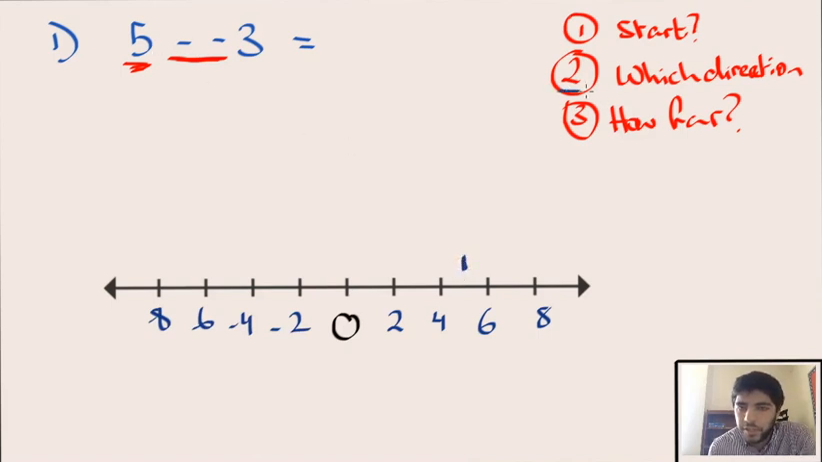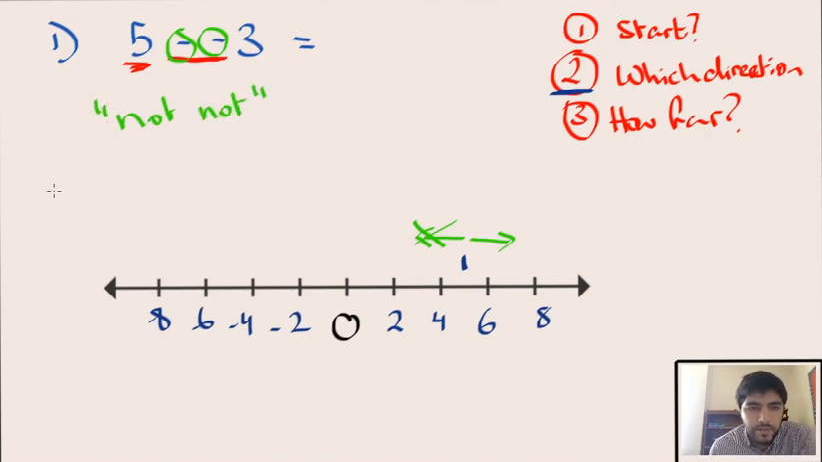Now, which direction do we go? This is going to be the tricky part here, because we have our first negative sign, which would suggest that we go in this direction. But then we have our second negative sign, which reverses that. So instead of going in that direction, we're actually going in the positive direction. And you can think of this as saying not.